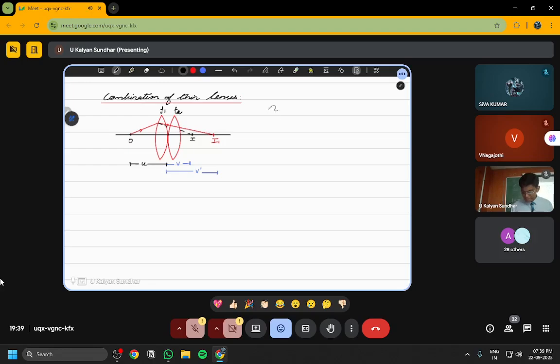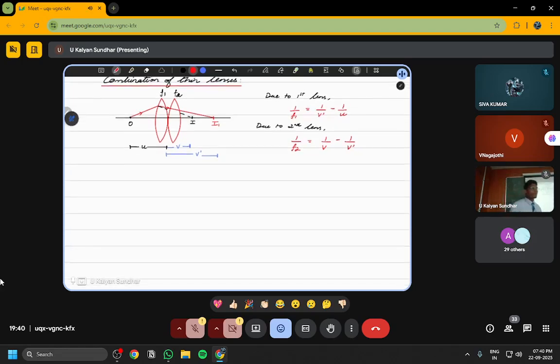Now, what about the first lens formula? Due to first lens, என்ன ஆகும்? What is the formula? 1 by f1 will be equal to 1 by v dash minus 1 by u. Correct இல்லையா? Similarly, due to second lens, 1 by f2 will be equal to, now இந்த இதுதான் உனக்கு ஆப்ஜெக்ட் ஆக்ட் ஆகும், ஆப்ஜெக்ட் டிஸ்டன்ஸா. ஃபைனல் டிஸ்டன்ஸ் இஸ் வாட்? 1 by v minus 1 by v dash. Now add both of them.